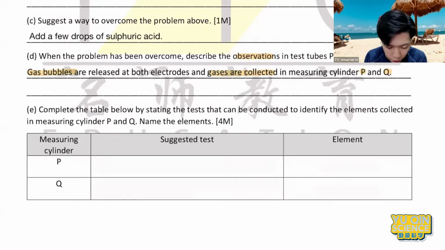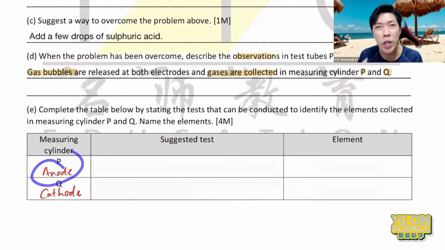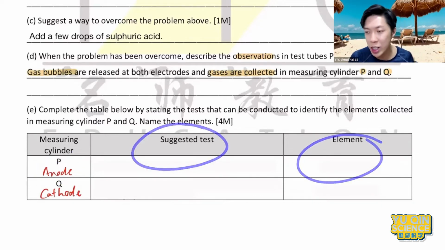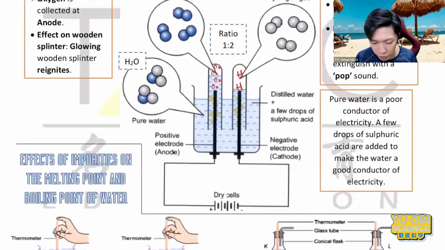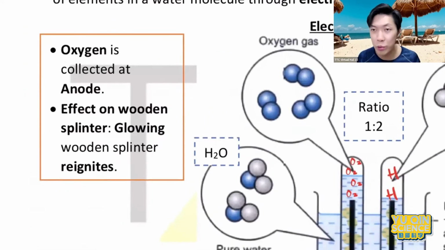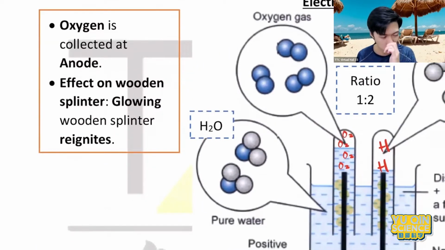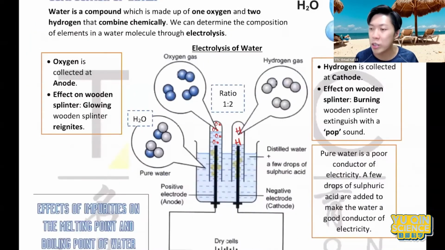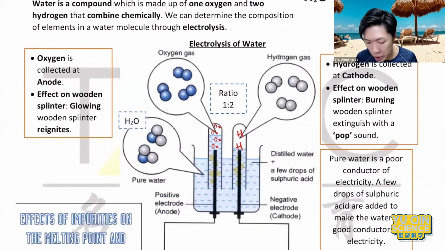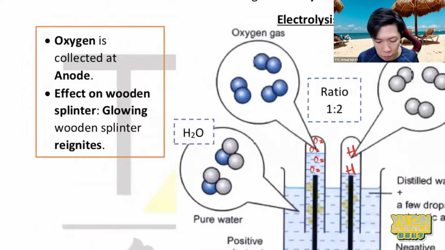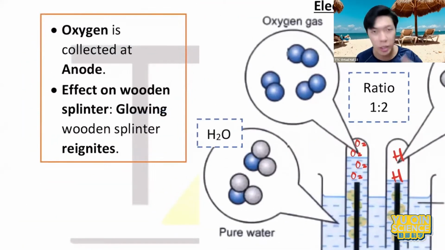Just to remind you again, P is anode, Q is cathode. So if I know it's anode, it's going to be oxygen. But how to test? Suggest the test. The test for oxygen, hope you remind yourself a bit. That's called glowing wooden splinter, and then burning. So the difference is glowing without fire, and burning has fire, because hydrogen is flammable. We put fire, then bim bam boom, magic. Your school disappears. Dangerous. If we test oxygen, we use glowing because oxygen supports combustion, then it burns again.